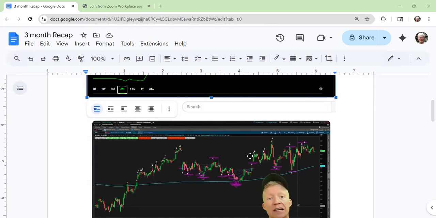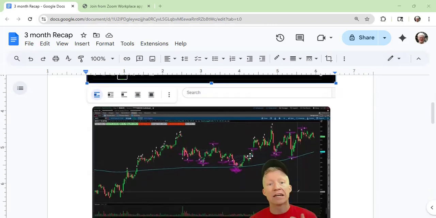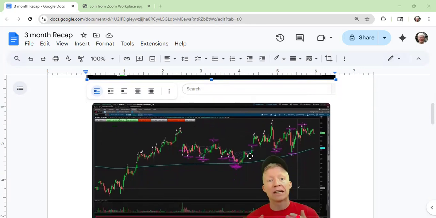Maybe the win rates aren't as good as some of the subjective stuff like chart patterns and things like that, but you can still be super profitable and successful as a trader, from what I feel and what I've seen in my experience. So anyway, we're using these indicators to do this.